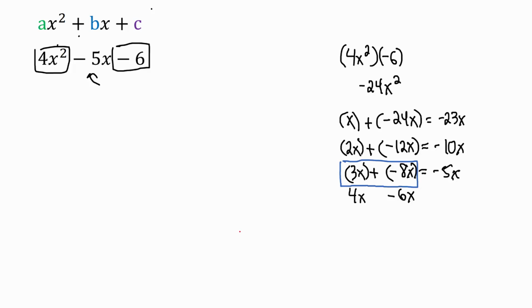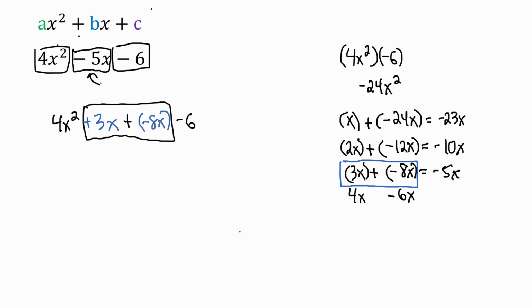My next step is to bring down my leading term, the quadratic term, that's a 4x squared. And I'm going to follow it with my first term, so that's going to be a plus 3x. Then I'm going to add in the second term that I needed, which is a negative 8x. And then I end with my constant, or my c term, which is a negative 6. So I started with my quadratic 4x squared, and then I replaced this minus 5x with this positive 3x plus a negative 8x. So all we did is replace it.